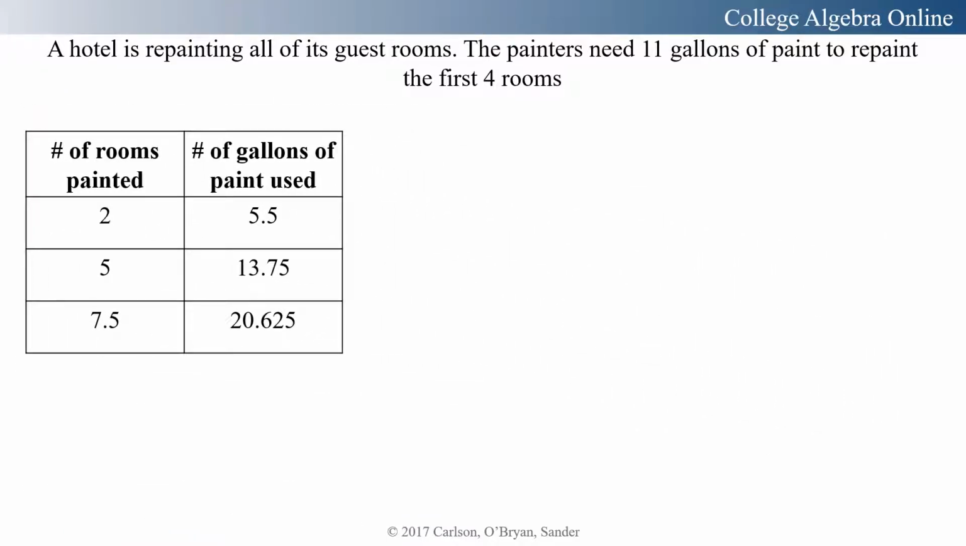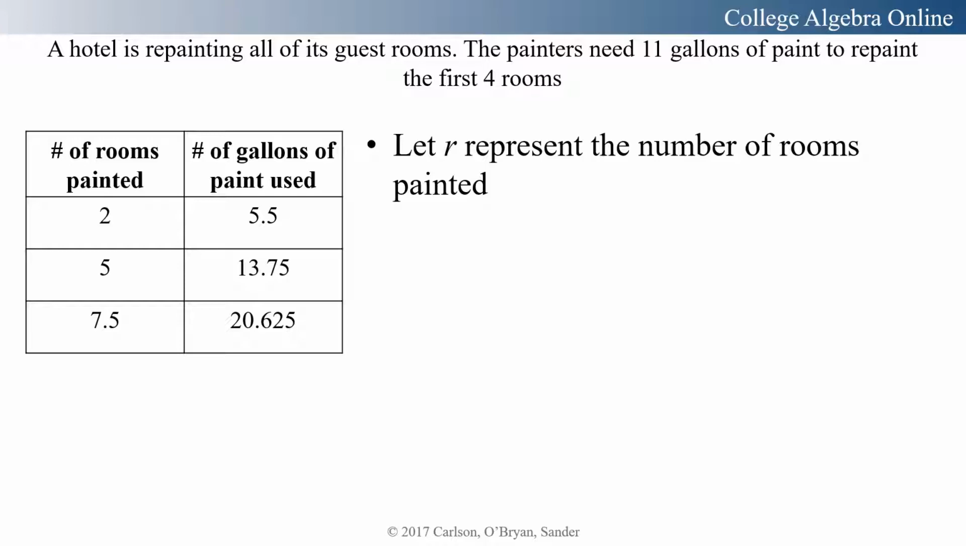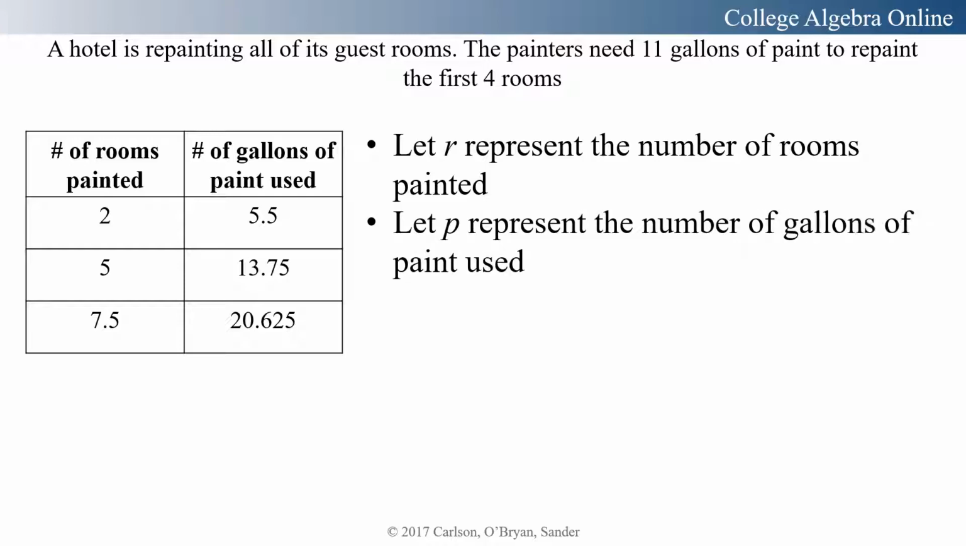Finally, we can define variables to represent the values of varying quantities in the situation. Once we do this, we can write a formula to express the relationship between these values. Let R represent the number of rooms painted, and let P represent the number of gallons of paint used. The ratio of the number of gallons of paint to the number of rooms painted always has a value of 2.75 as they vary together, so we can write P divided by R equals 2.75.